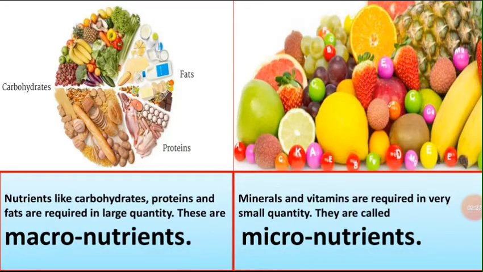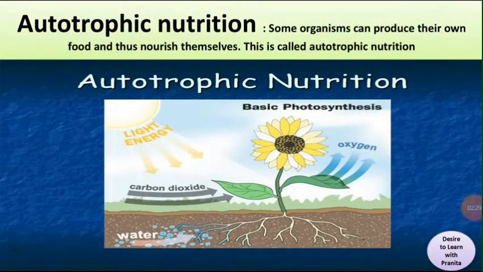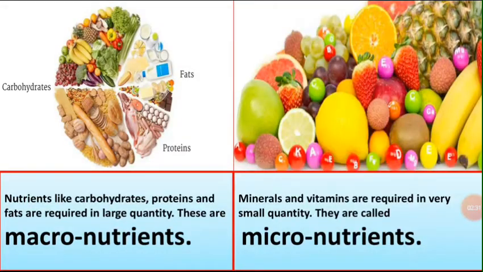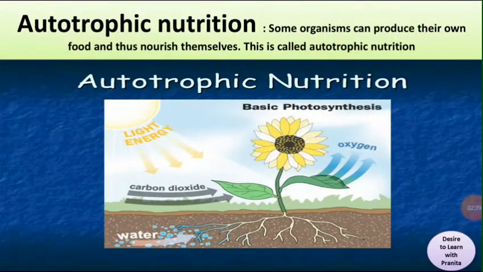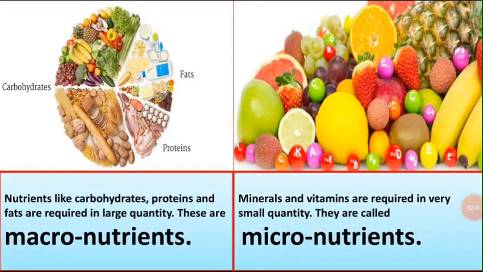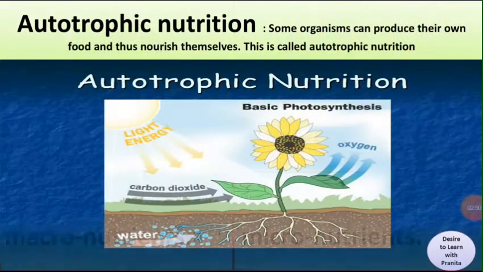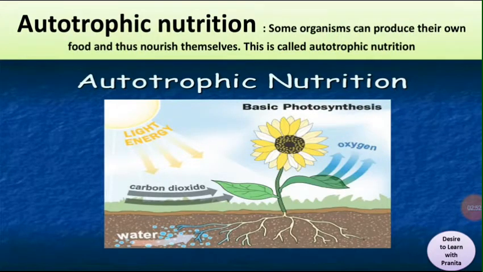Next, micronutrients. The minerals and vitamins are required in small quantity. These are called micronutrients. The word micro means small quantity. The two are mineral and vitamin, which are used in small quantity. That is micronutrients.